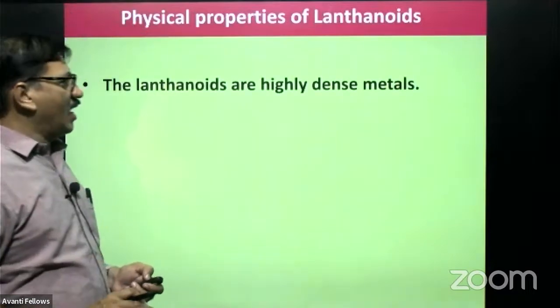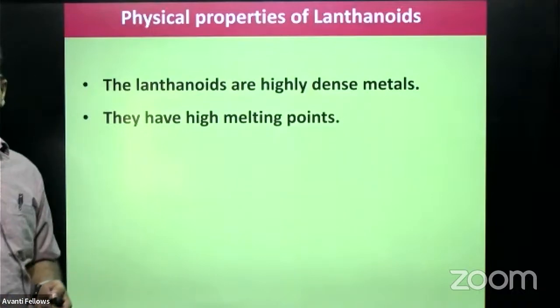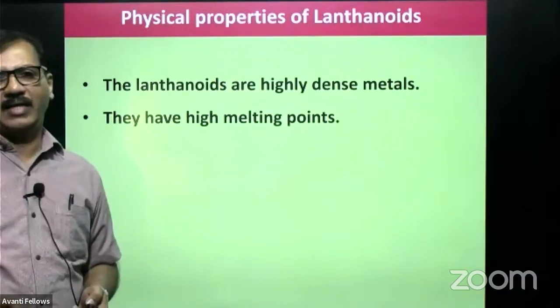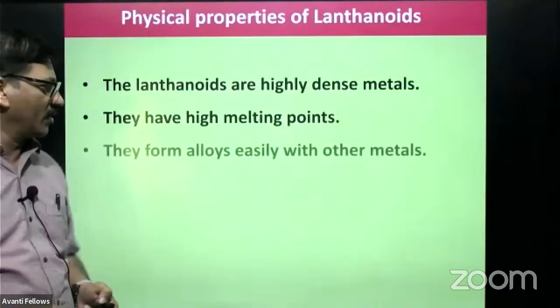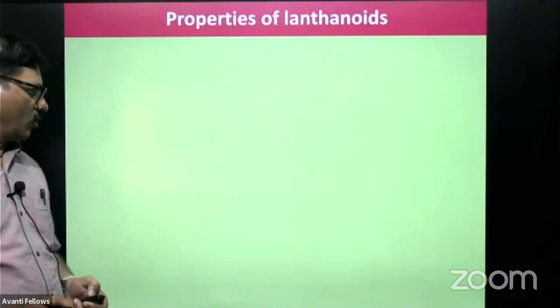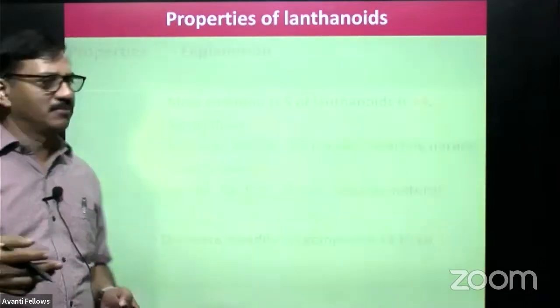The lanthanoids are highly dense metals. Their density is high. They have a high melting point. Okay, so they also show a higher enthalpy of atomization and high melting point, and they form alloys easily. Okay, they are rare, therefore their use does not come into the picture.